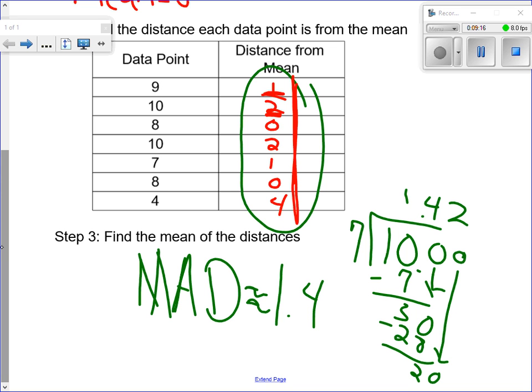I have a worksheet for you. It's a review for the first 5 problems. And then the last 3, you have to find this. Okay?